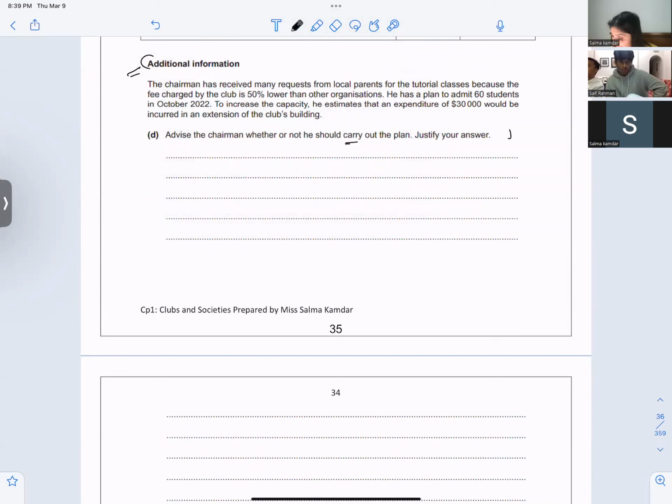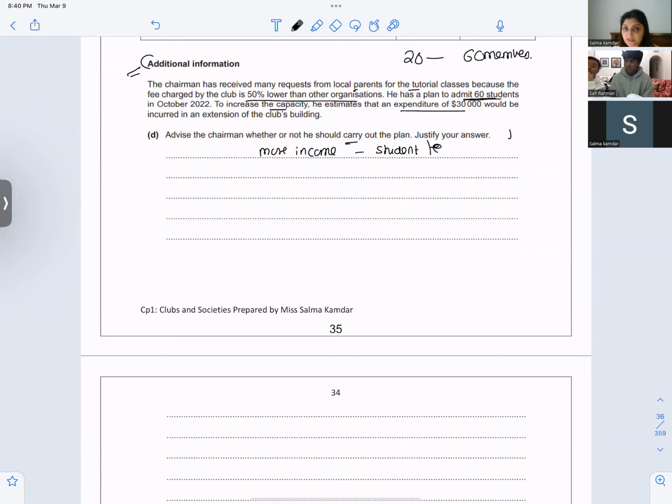So they say that you have a plan. Local parents are asking him for tutorial classes because the fee charged by the club is 50% lower than other organizations. And now, instead of 20 members, what plan does he have? He has a plan to admit 60 members. To increase the capacity, he's estimating that the expenditure would be 30,000. Whether he should carry on this plan or not. From 20, increase the capacity to 60 members. So you'll get more income. He will get more student fees and more tuition fees.